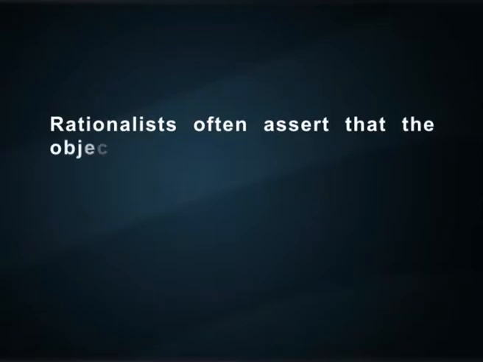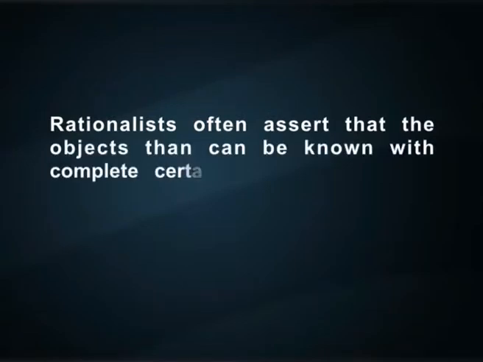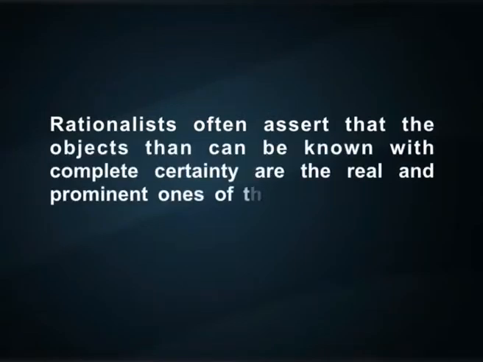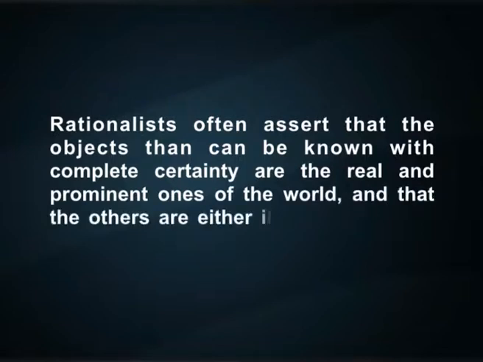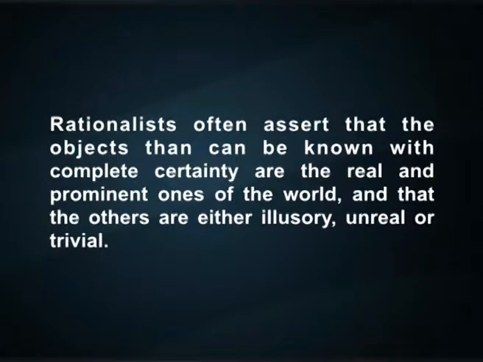Rationalism insists that no certainty can be attained by the means of our senses. It is also not possible to attain certainty about the objects of sense experience. What can be known are mental objects, and these are known not by senses but through reason. Rationalists often assert that the objects that can be known with complete certainty are the real and the prominent ones of the world, and that the others are either illusionary, unreal or trivial.